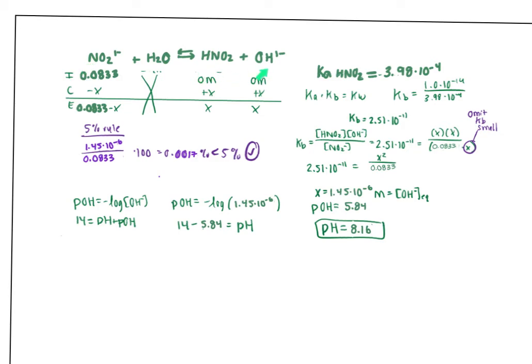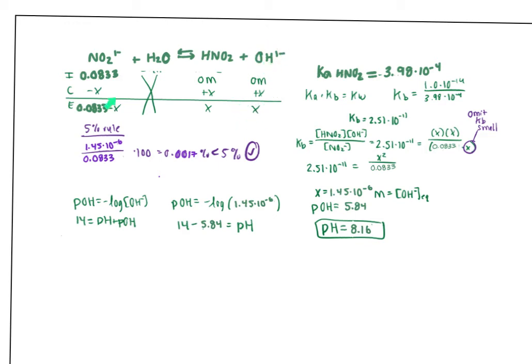Okay, I have a starting concentration. There's none of these to begin. We use up some of it, we make some, and so I can fill out my E line, 0.0833 minus x, and x. So now I'm able to just use the Kb, plug in my equilibrium line, solve for x. I did a little 5% rule to make my math easier. When we get x, look at what's here, x and x. x is going to be the concentration of hydroxide.